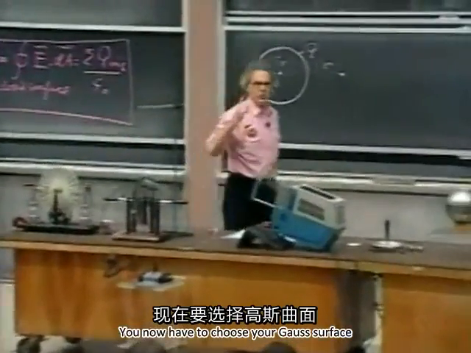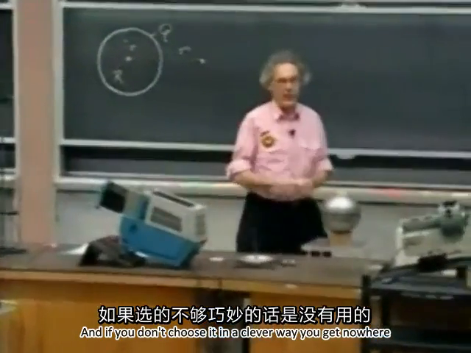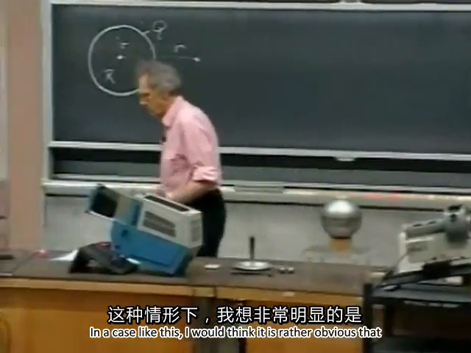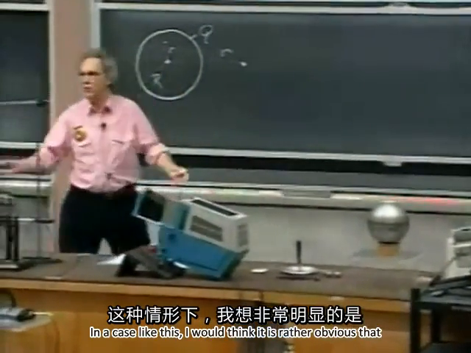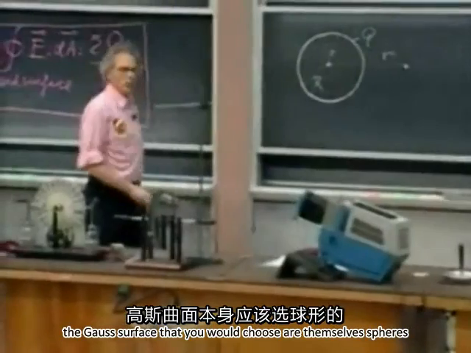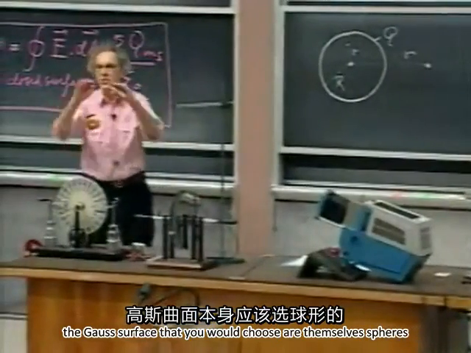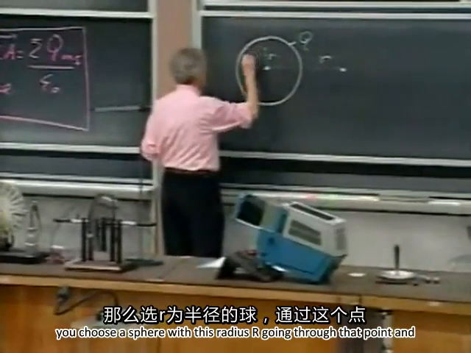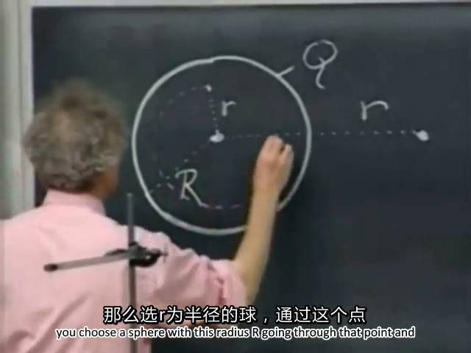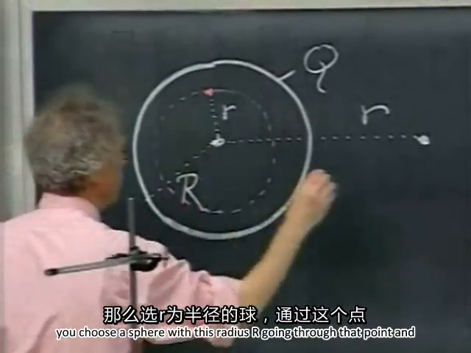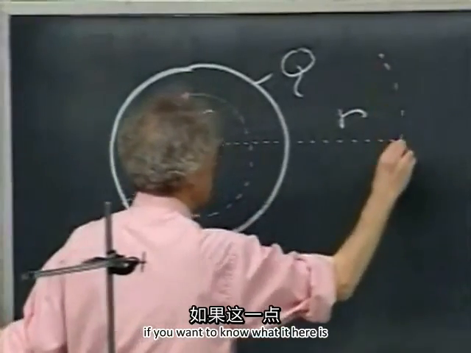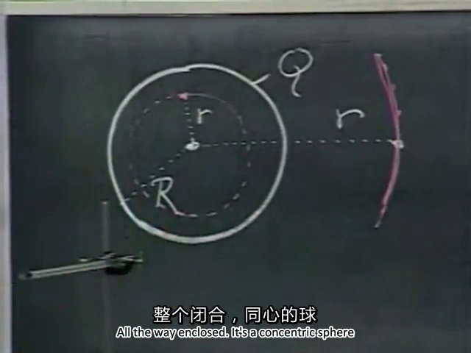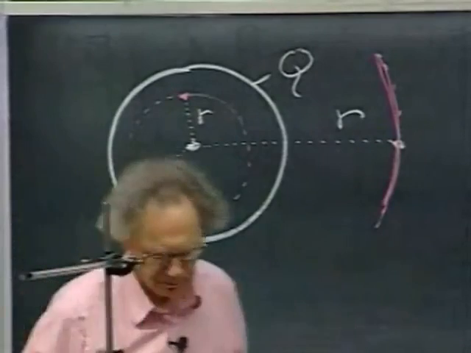You now have to choose your Gauss surface. And if you don't choose it in a clever way, you get nowhere. In a case like this, I would think it is rather obvious that the Gauss surfaces that you would choose are themselves spheres, concentric spheres. If you want to know what the electric field is at this point, you choose a sphere with this radius r going through that point. And if you want to know what it is here, you choose a sphere going through that point. All the way enclosed. It's a concentric sphere.